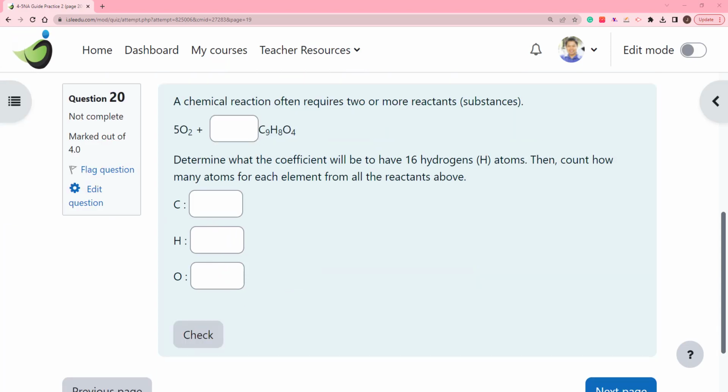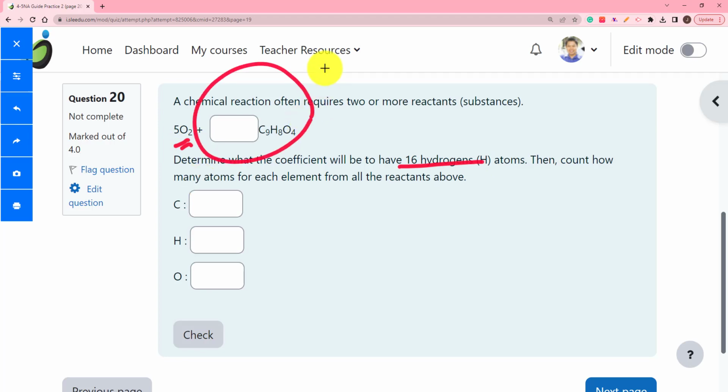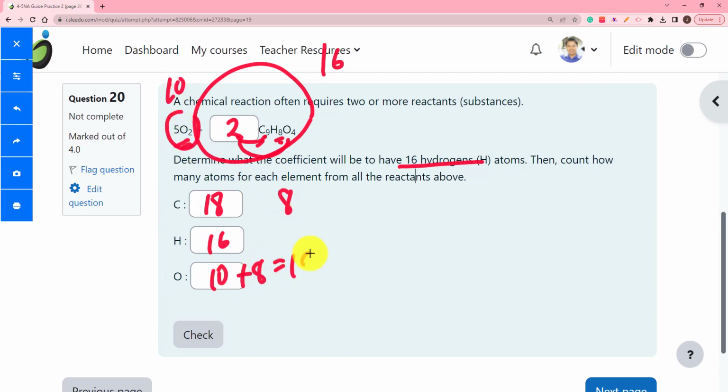All right, so we are on number 20 at this particular moment. In this case, what we want to have is 16 hydrogen. Well, we don't have any hydrogen here, so we don't really care about that part. So that 16 hydrogen must be coming from here. Here we have 8 already. So 8 times what number will give us 16? 2, right? So here for carbon, 2 times 9, that's 18. For hydrogen, 2 times 8, that is 16. For oxygen, 2 times 4, that's 8. We also have 5 times 2, that's 10. So 10 plus 8 gives you a total of 18. There you go.